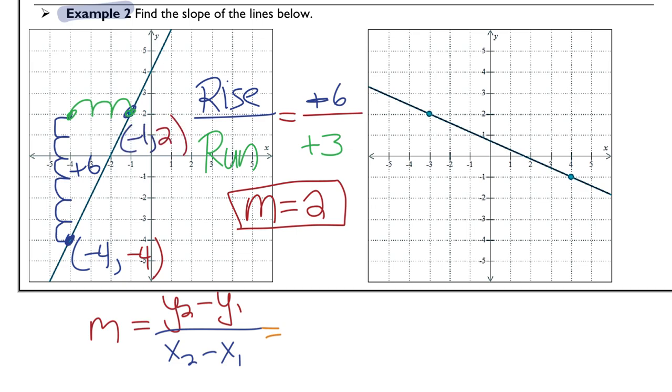Therefore, we can just subtract those. It doesn't matter which one you pick. If I want to start with this point, I'm going to take this minus that, and then this minus that, and put them over each other. So I have to do the red ones first.